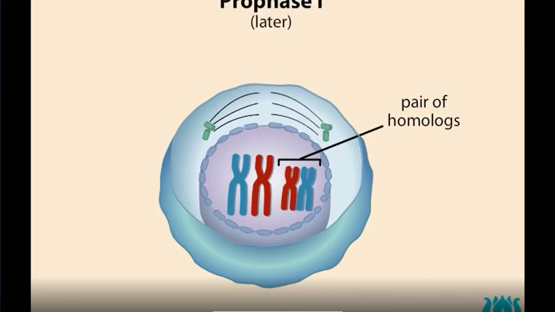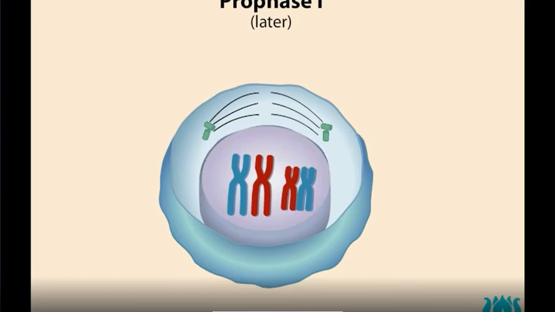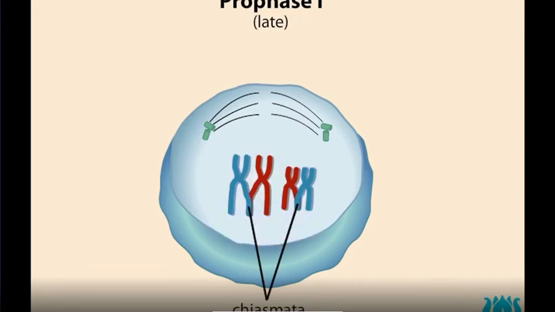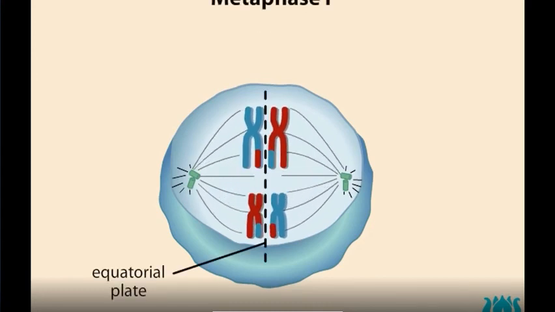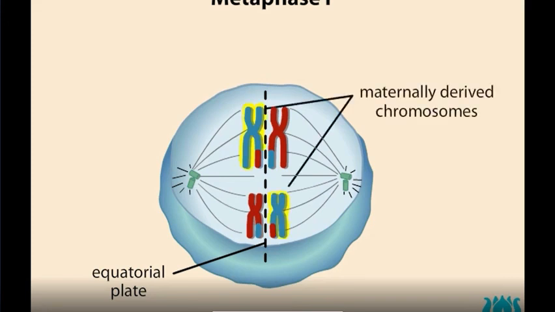Late in prophase 1, the homologous chromosomes exchange genetic material, as indicated by crossing over points called chiasmata. Recombinant chromatids consist of both maternally and paternally derived DNA. In this phase, microtubules attach to the chromosomes, directing them to the equatorial plate. At metaphase 1, homologous chromosomes have lined up on the equatorial plate in a pairwise fashion, with 1 homolog on either side of the plate. Note that the chromosomes assort independently. For example, the maternal chromosomes align randomly, not necessarily on the same side of the plate.